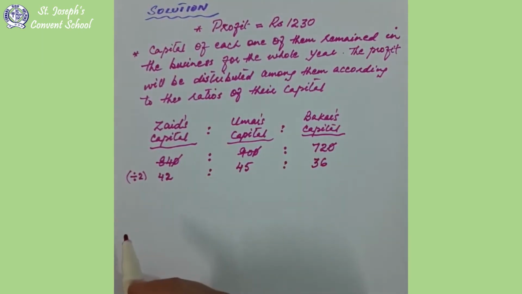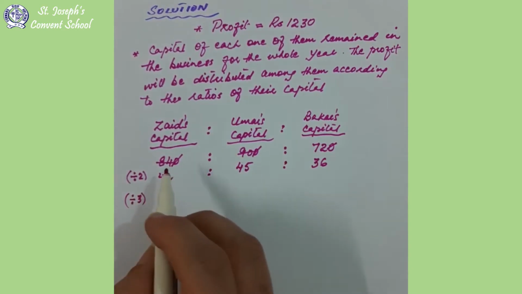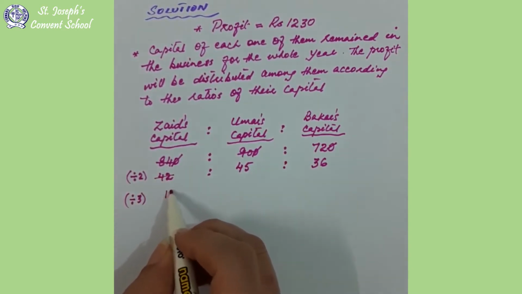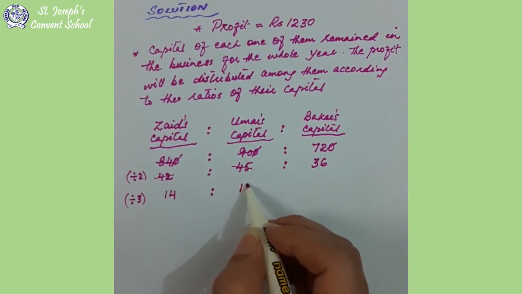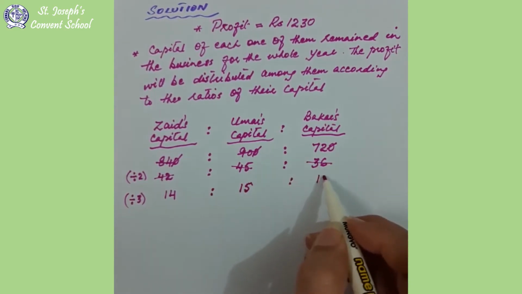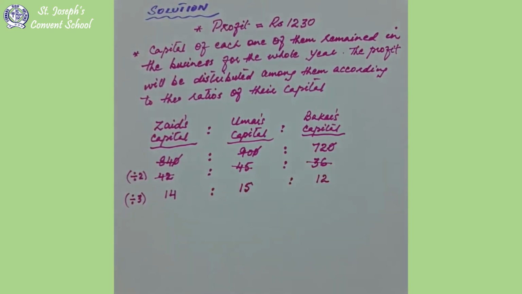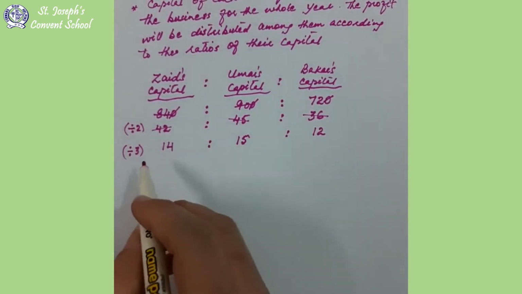Now again you can see with which number you can divide. You can divide this by 3. All these go in the table of 3. 3 into 14 is 42, 3 into 15 is 45, and 3 into 12 is 36. Now again you check if you can further divide it. If it is not possible to divide it further, find the sum of ratios. Now you cannot divide it further, so find the sum of ratios.